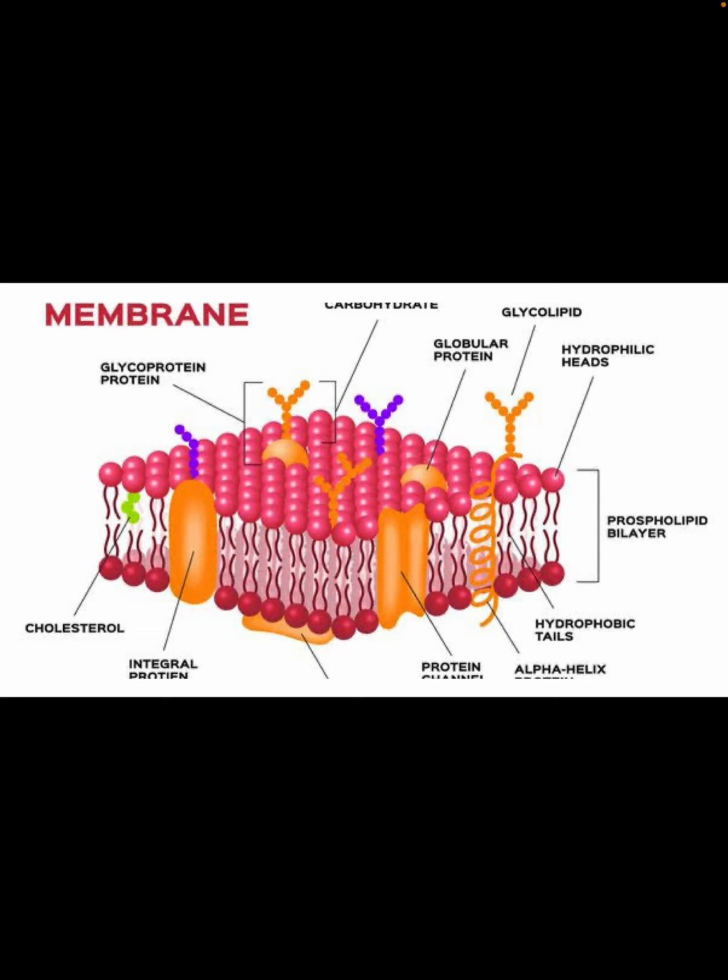And carbohydrates form a thin loose covering over the entire surface of the cell membrane, which is known as glycocalyx. Carbohydrates and protein combination form glycoprotein, and the lipids attached with the carbohydrates form glycolipids.